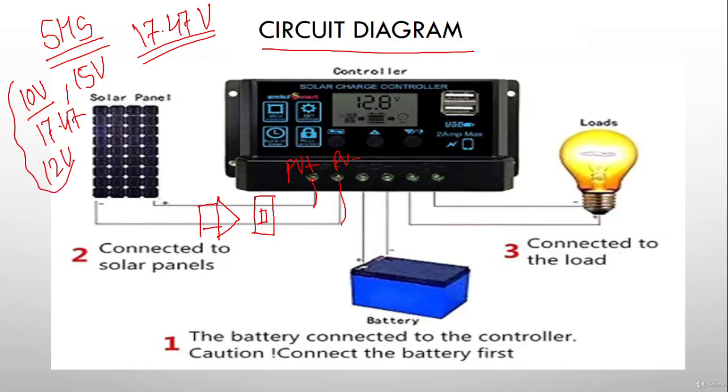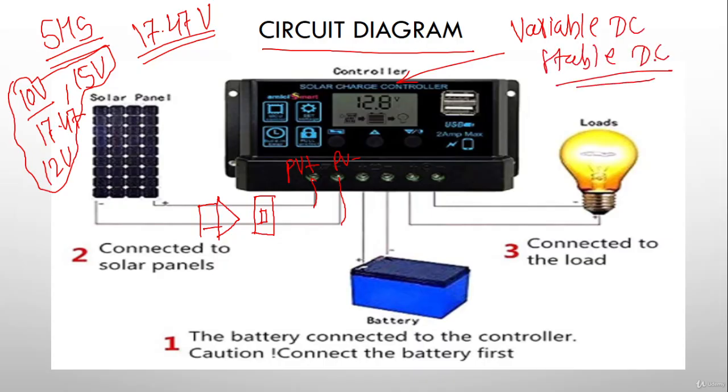So there is a variable form of DC voltage that we are giving to the solar charge controller. The solar charge controller converts the variable DC voltage into a stable DC voltage. That is the main functionality of the solar charge controller, which is why we connect the panels directly to the controller. Whatever voltage we feed to the controller, it will convert into the standard rated voltage of 12 volt, which is required to charge the battery.